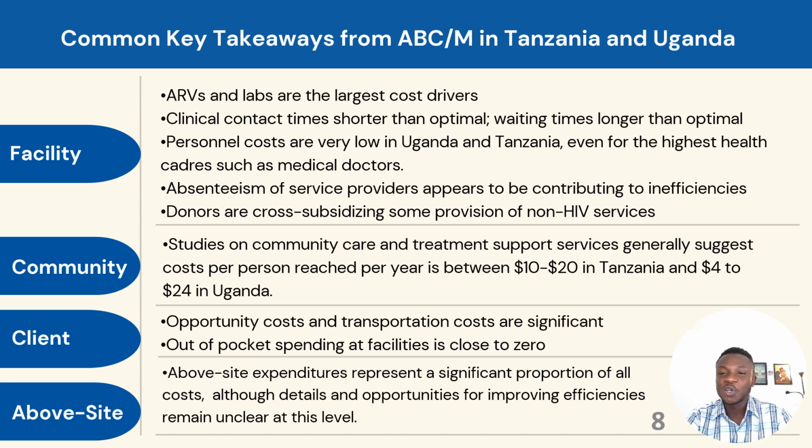The analysis of the community cost indicated that the community-based care and treatment services tended to range from about $10 per year to $20 per year in Tanzania and $4 to $24 in Uganda. As for the client cost, we noted that there were significant costs associated with the lost income and transport to health facilities, but out-of-pocket spending for health services tended to be quite low.